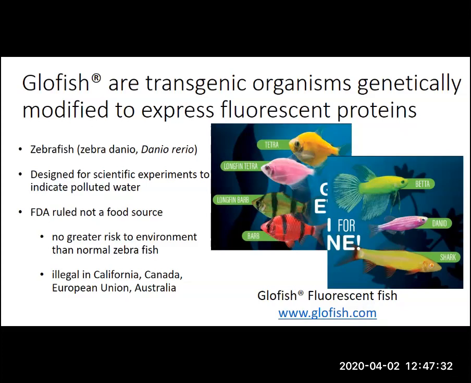What's interesting is that over the last few years, in addition to the fluorescent zebrafish, the company that's doing this, Glofish, has created a series of, looks like another 6 or 7 different species of fish that you can now get at aquarium stores that will glow. So you can put them in a black light aquarium and they're going to fluoresce.